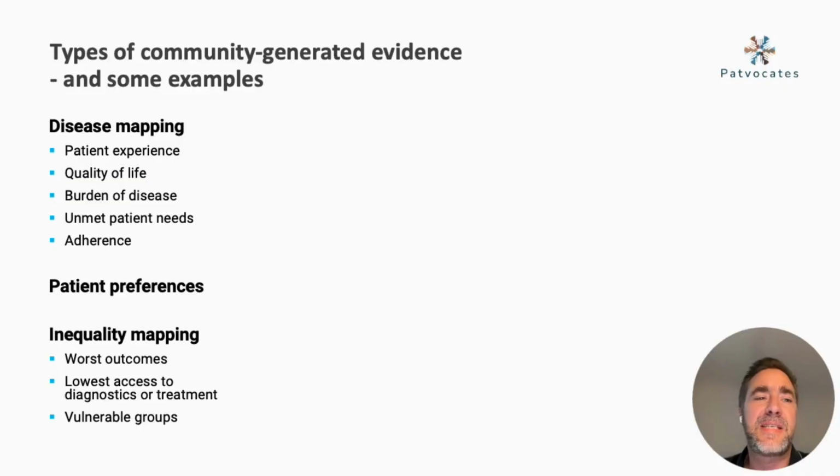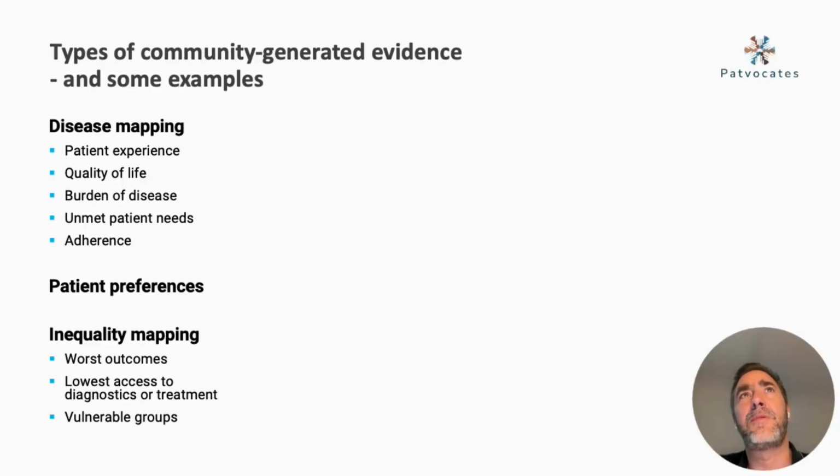The first area is disease mapping. So mapping out the patient experience living with a specific condition, with a specific therapy in a specific context. Or what the quality of life of patients with a specific indication or disease or condition is. Or what's the burden of disease? How does it affect life? Or what are the unmet patient needs, taking into account all the services and therapies that are available? What is still a big gap? And then, of course, adherence. So what is, let's say, adherence behavior, that patients take medicine as prescribed, or that they leave out therapy from time to time, intentionally and non-intentionally.